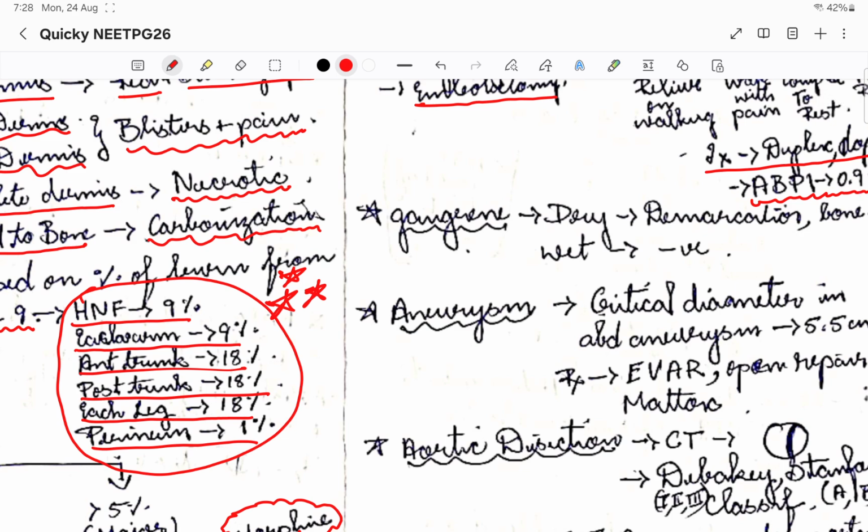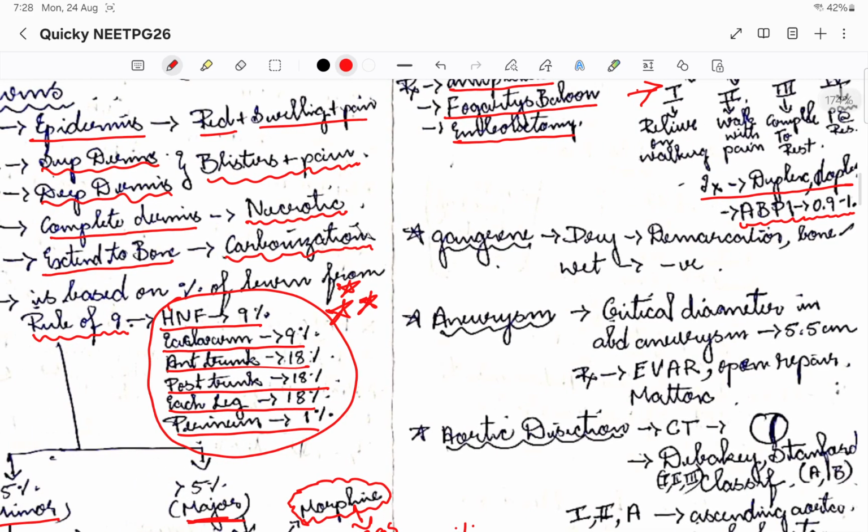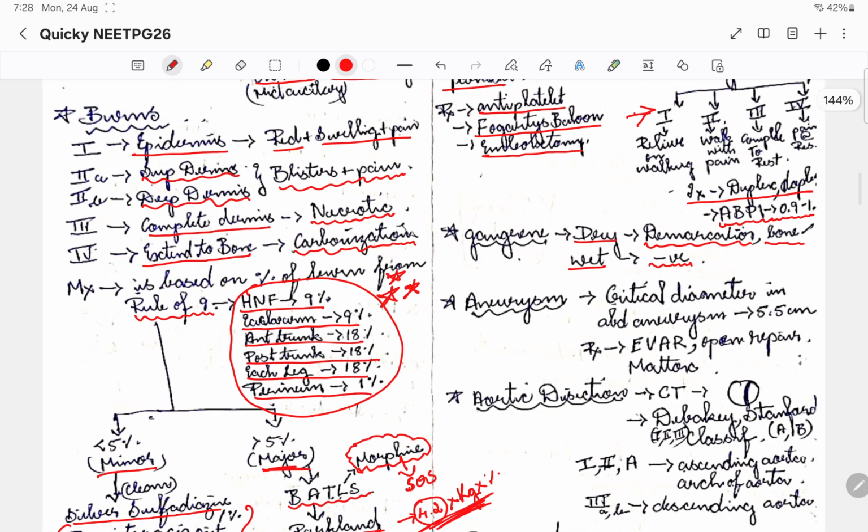Okay, so that's it. Then coming to gangrene, we had discussed about necrosis in general pathology, right? So this was the perfect place where we discuss about gangrene. So it is going to be dry gangrene and wet gangrene. So the main difference between dry and wet is, in dry there is a clear demarcation and the bone is also involved, okay, with respect to dry gangrene, whereas in wet gangrene there is no demarcation and the bone is not involved. Okay, so this is the major difference between these two.